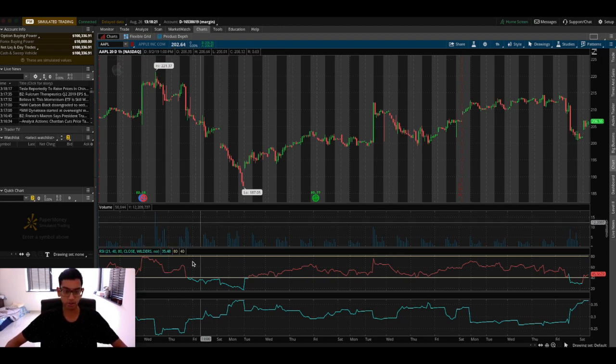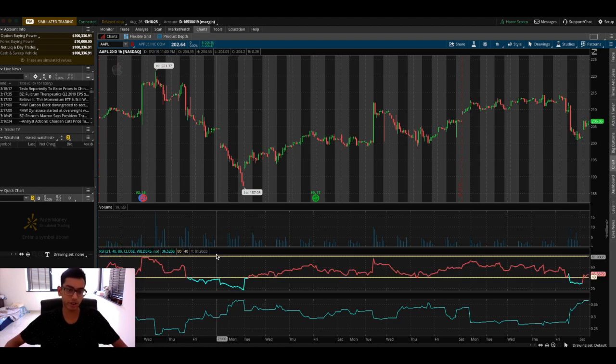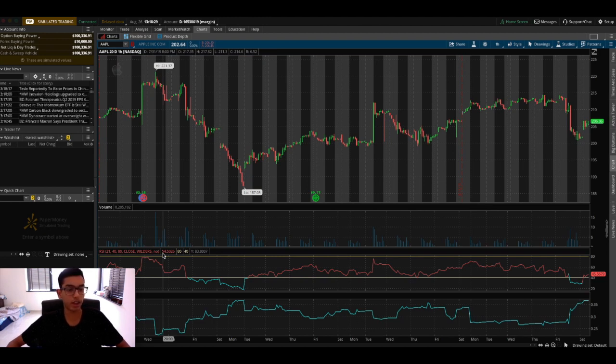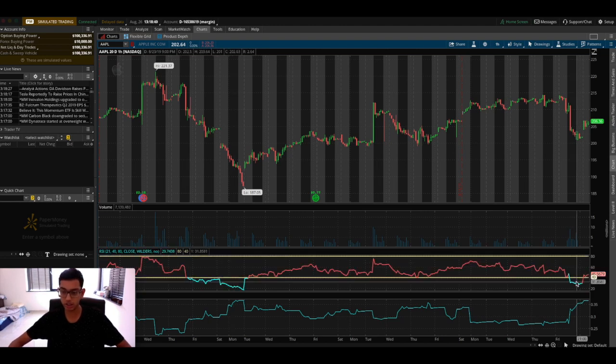So here I have popped up my RSI, which stands for Relative Strength Index, and I've chosen the settings 21, 40, and 80. And basically what the RSI tells you is if the market on a particular stock is overbought or oversold, and currently you can see it was oversold and now it's beginning to come back to neutral, and that's because of what Trump said earlier today.